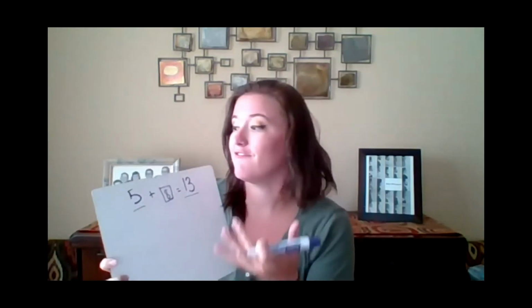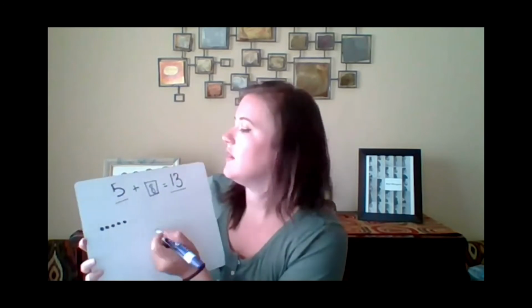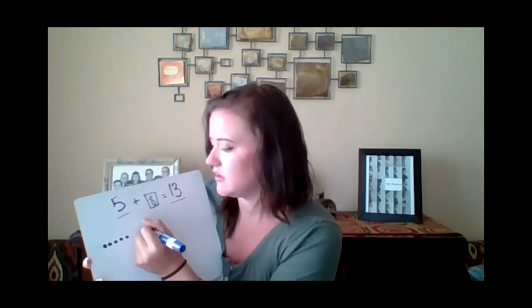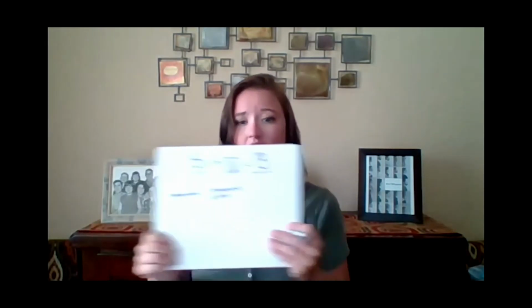So now, of course, we have to double check our work. So I'm going to draw 5 circles underneath our number 5. 1, 2, 3, 4, 5. And then I'm going to draw out 8 circles underneath our 8. 1, 2, 3, 4, 5, 6, 7, 8. So now all we gotta do is count it up.